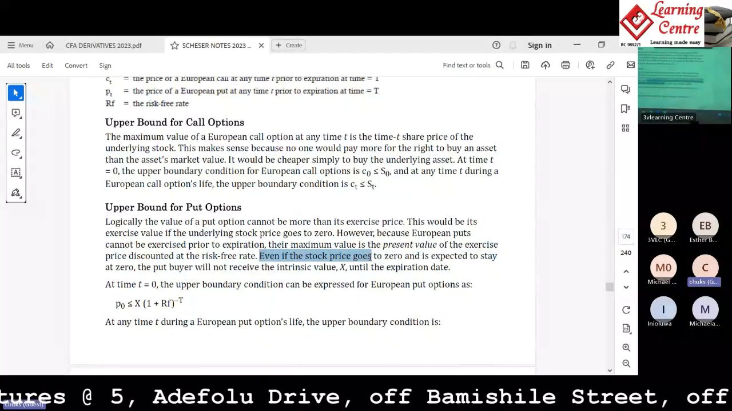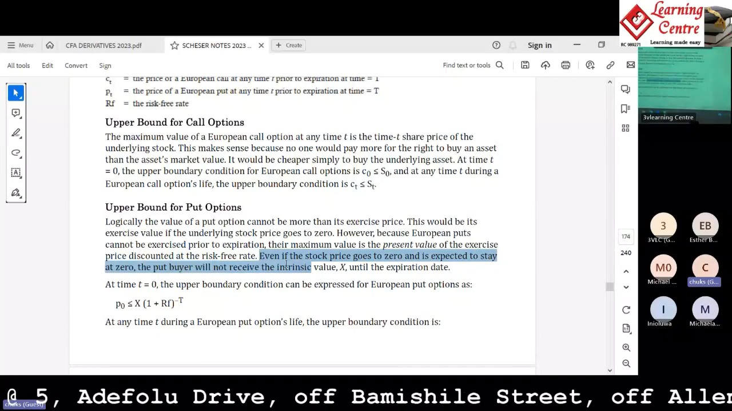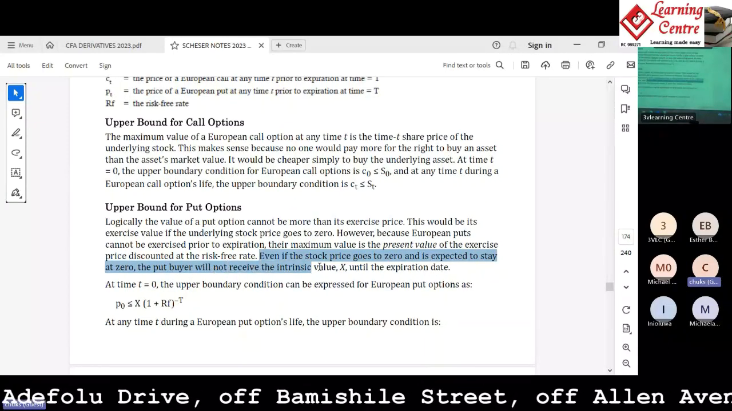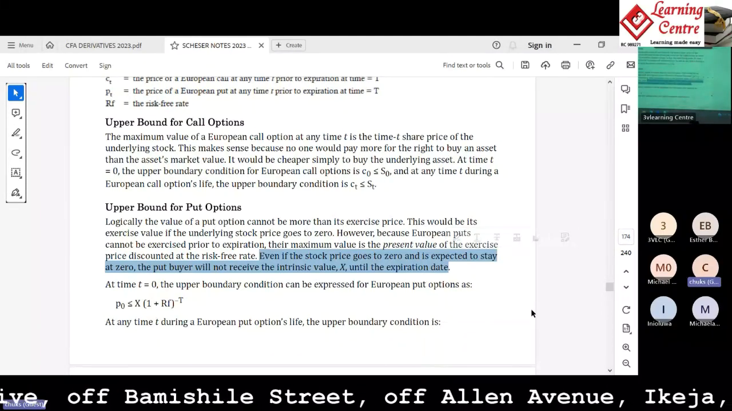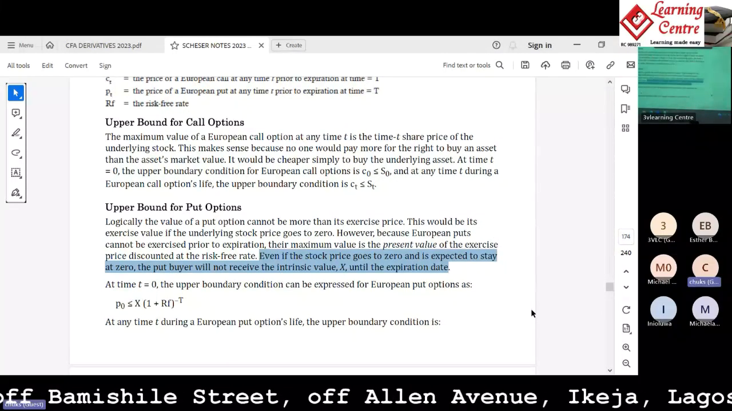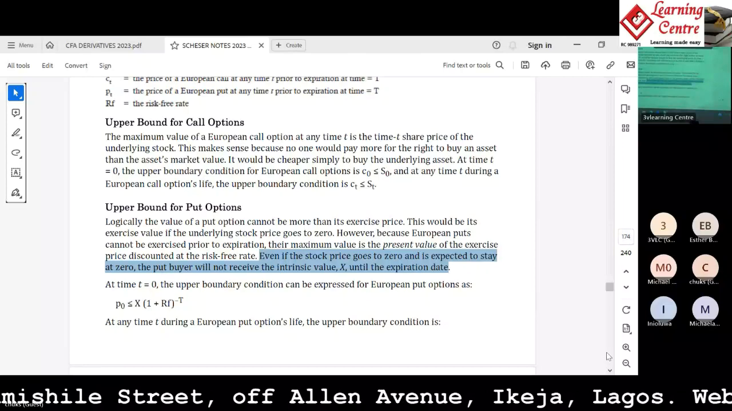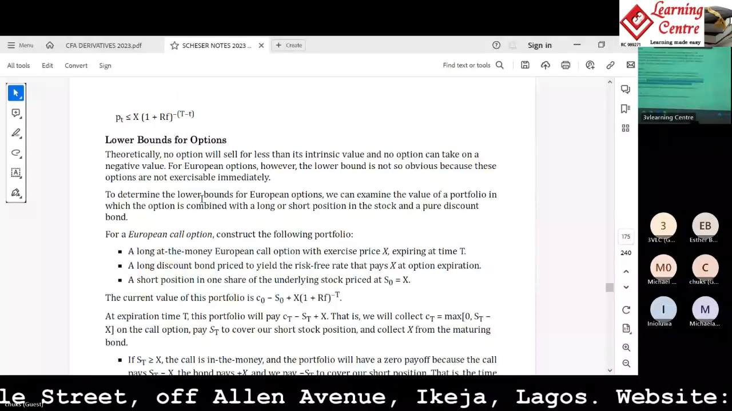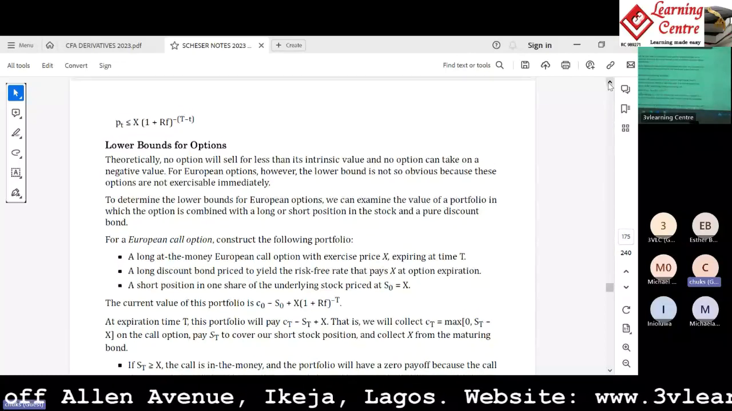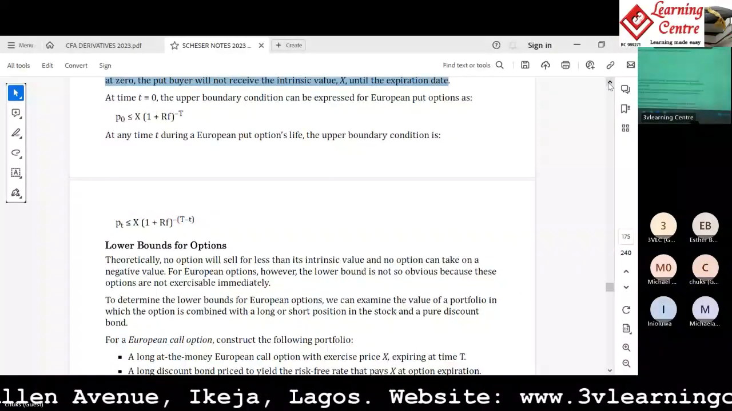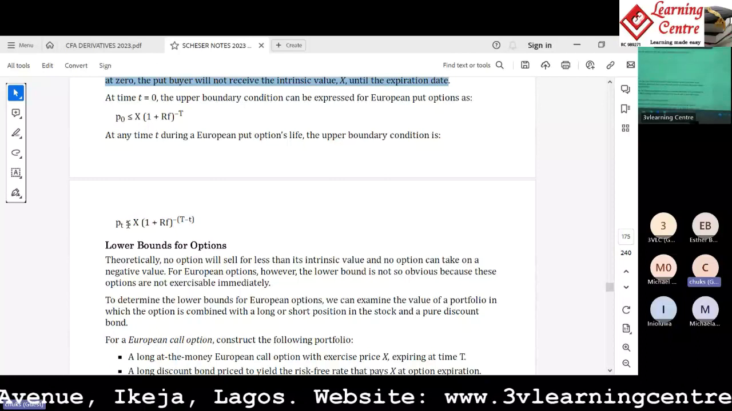Even if the stock price goes to 0 and is expected to stay at 0, the put buyer will not receive the intrinsic value until the expiration date because it is a European put. So this is where you now have the formula for the put.